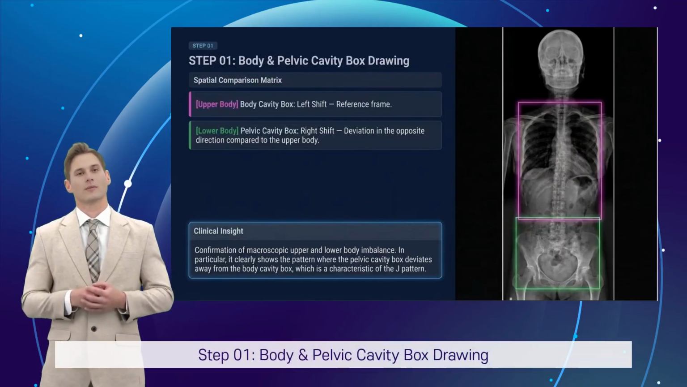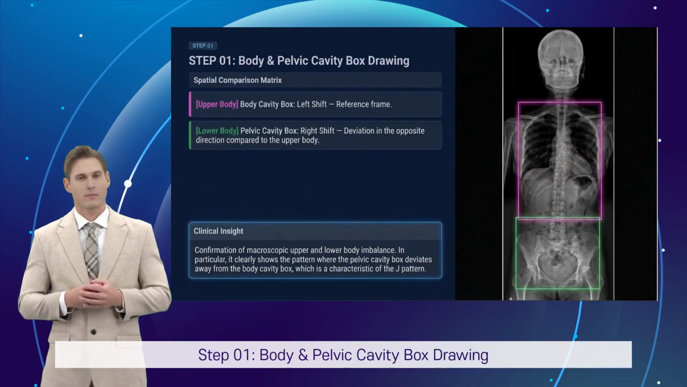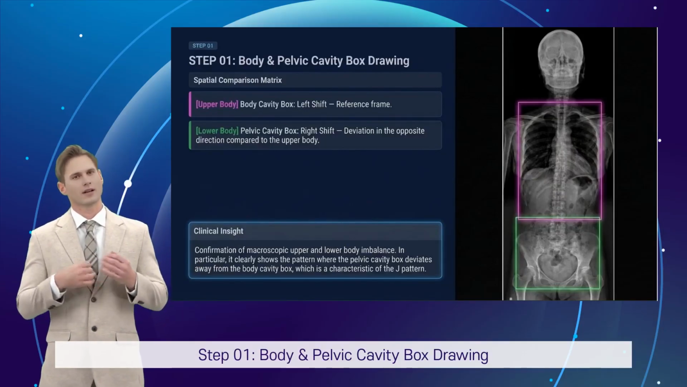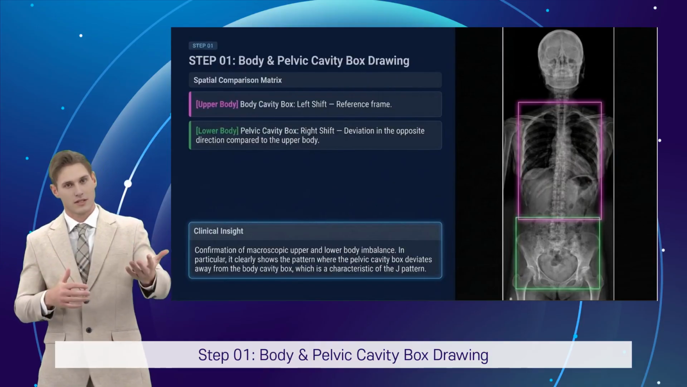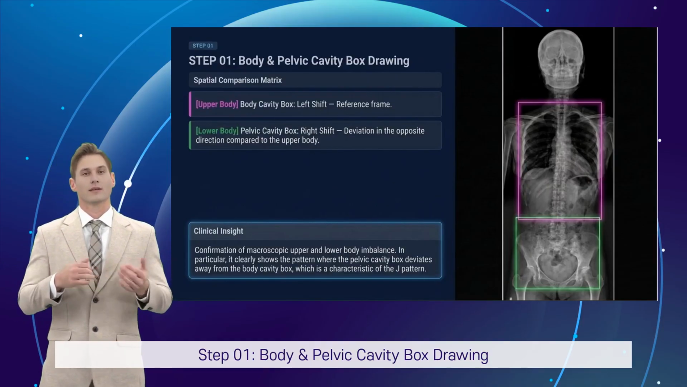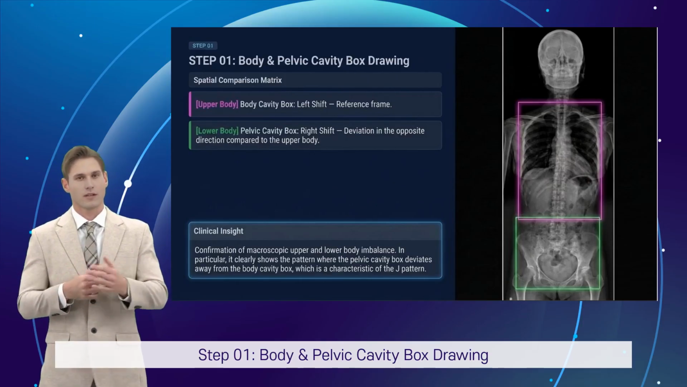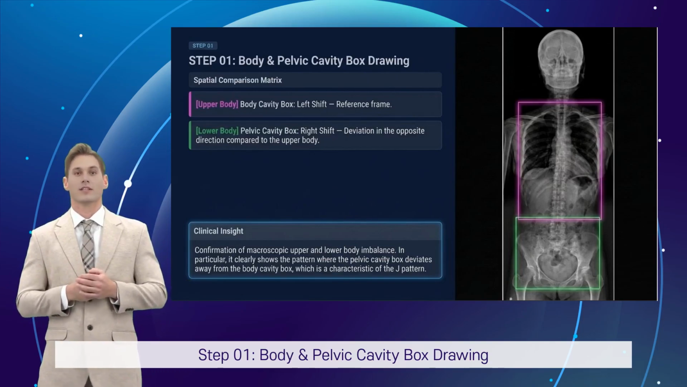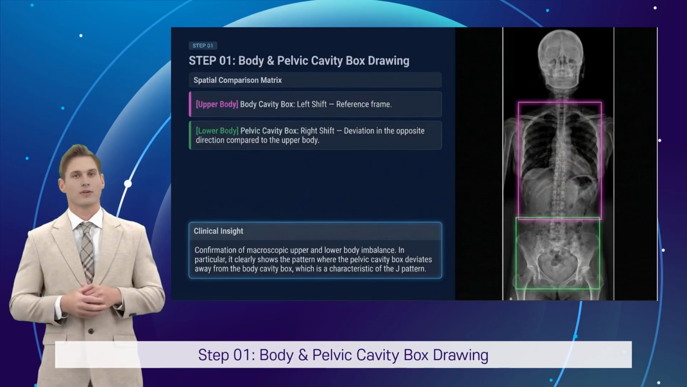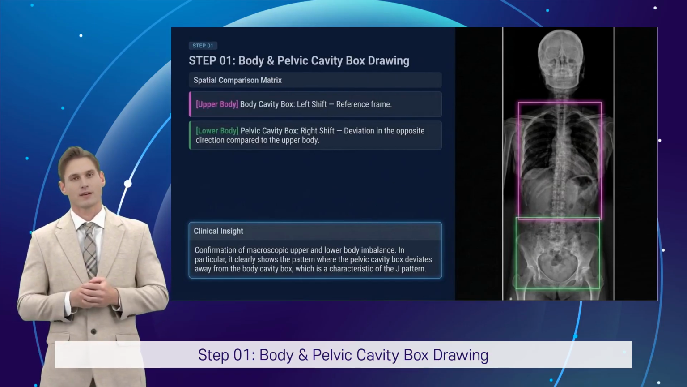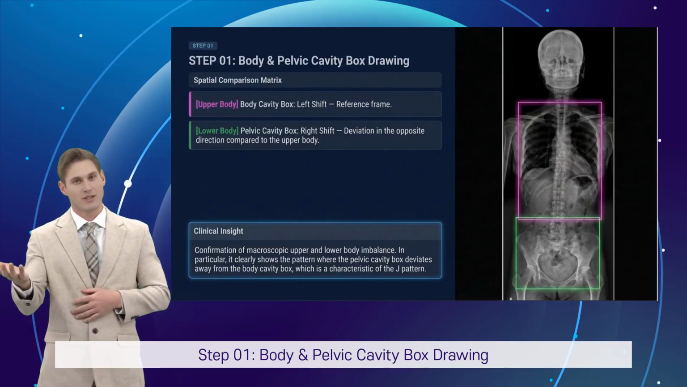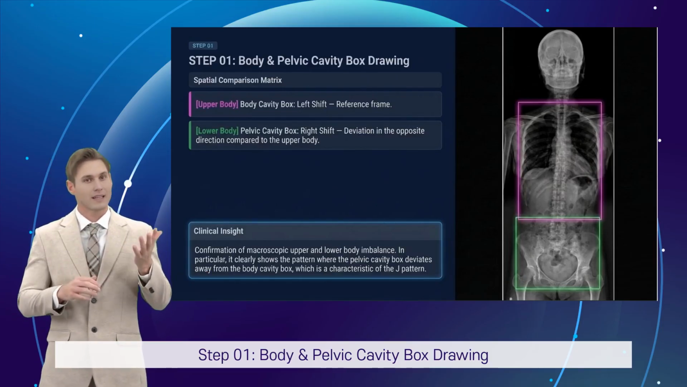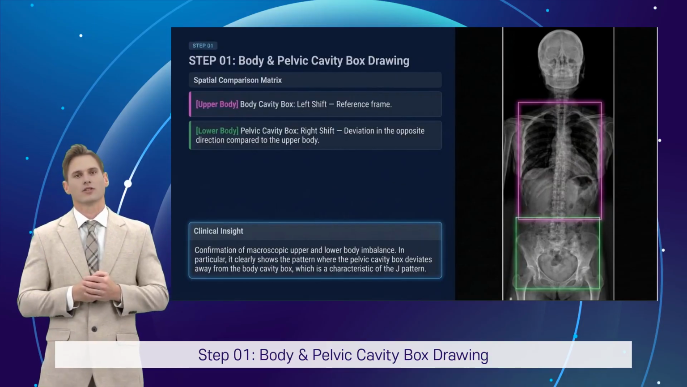Next, we assess global balance by drawing two boxes, one around the body cavity, and one around the pelvic cavity. Here, the body cavity box, our upper body reference, appears shifted to the left relative to the lower body. The pelvic cavity box, in turn, is shifted to the right relative to the body cavity box. Clinically, this tells us the upper body is macroscopically imbalanced toward the left, relative to the pelvis. And here's a key diagnostic clue: in the J pattern specifically, the pelvic cavity box characteristically deviates away from the body cavity box, exactly the kind of divergence we're seeing here.